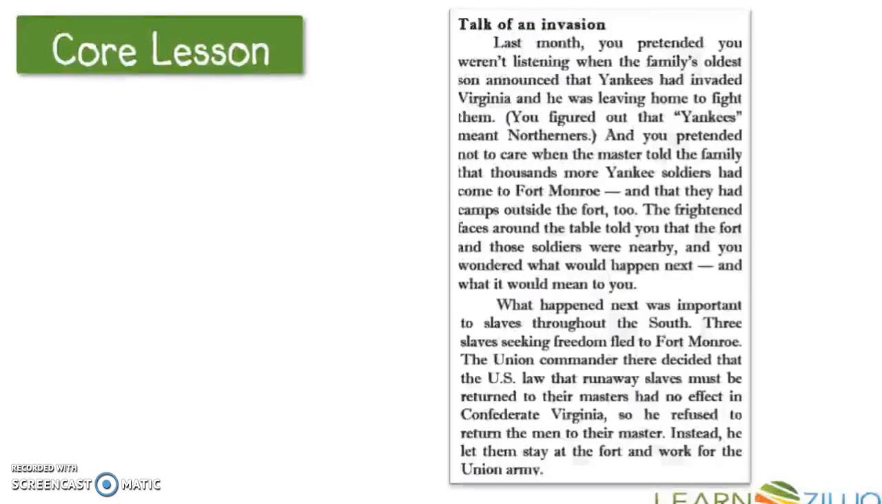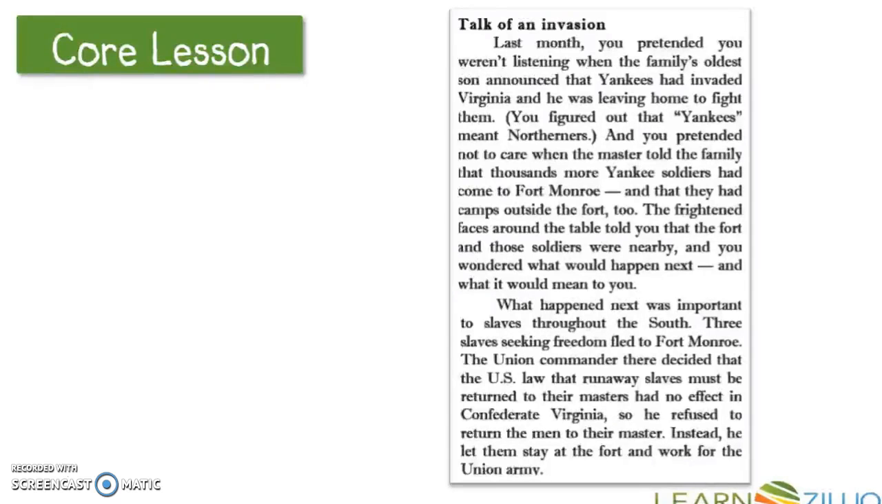So let's take a look at this middle section of our text. Talk of an invasion. Last month you pretended you weren't listening when the family's oldest son announced that Yankees had invaded Virginia and he was leaving home to fight them. You figured out that Yankees meant Northerners. And you pretended not to care when the master told the family that thousands more Yankee soldiers had come to Fort Monroe and that they had camps outside the fort too. The frightened faces around the table told you that the fort and those soldiers were nearby, and you wondered what would happen next and what it would mean to you.